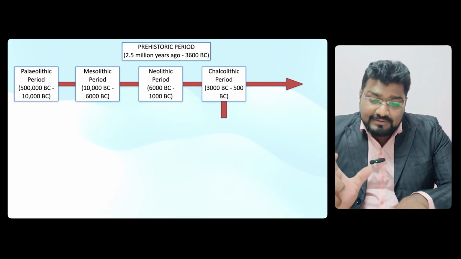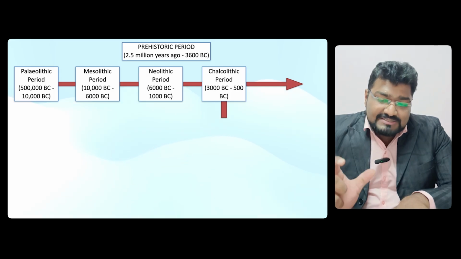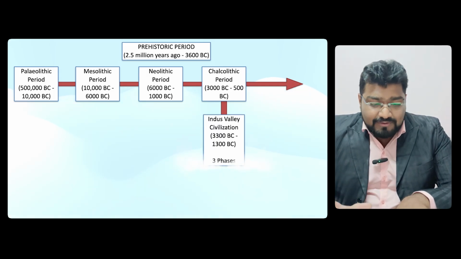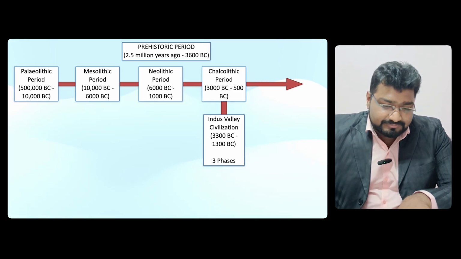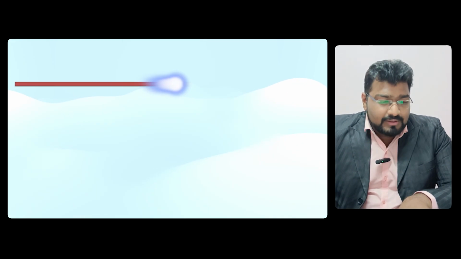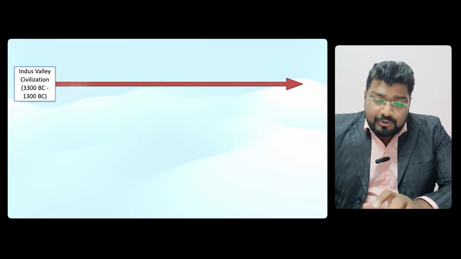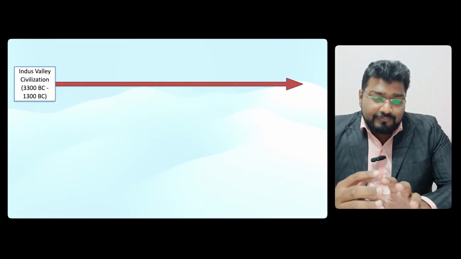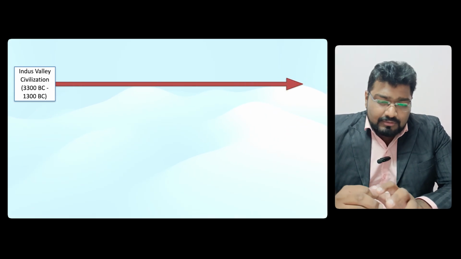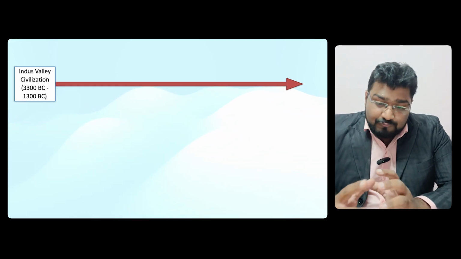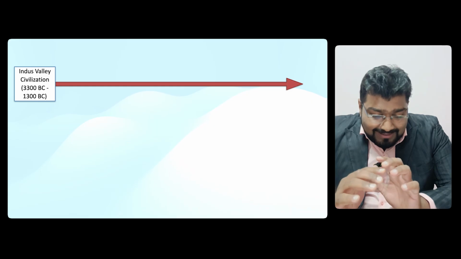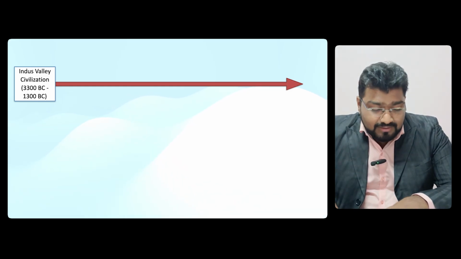Then you also need to learn that parallel to this Chalcolithic period, in the later phase of this Chalcolithic period, there was a civilization near the Indus, and that was the Indus Valley Civilization, which happened in three phases. Now, the Indus Valley Civilization: while villages bloomed in the heart of India, something majestic was taking shape along the mighty Indus. It wasn't just a settlement, it was an entire civilization.